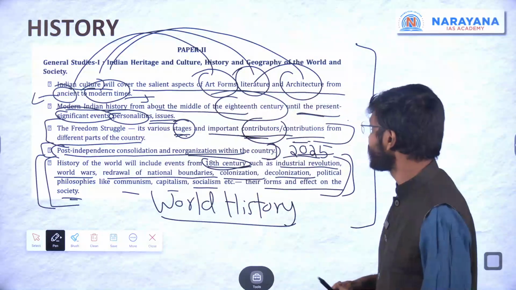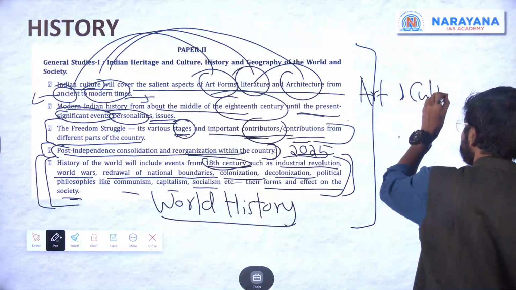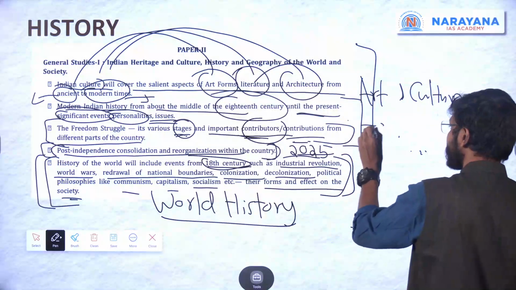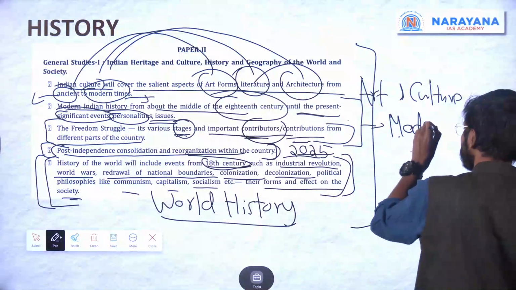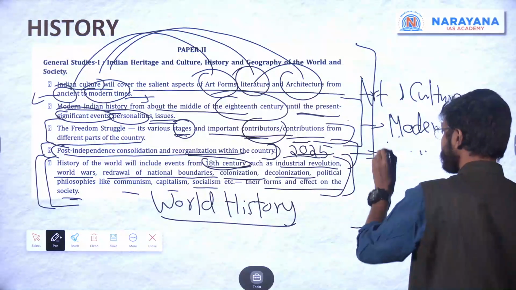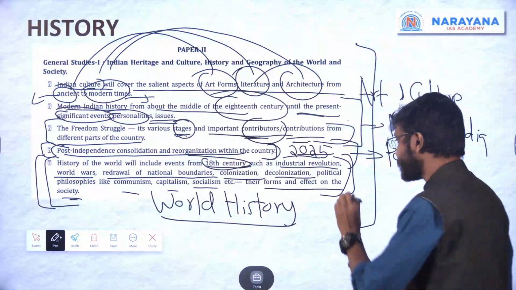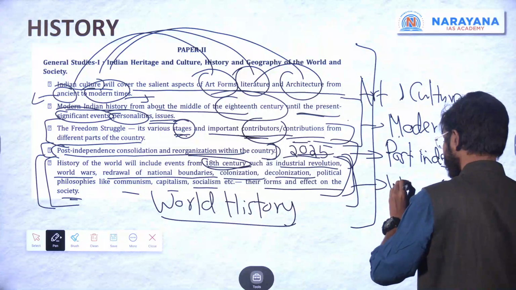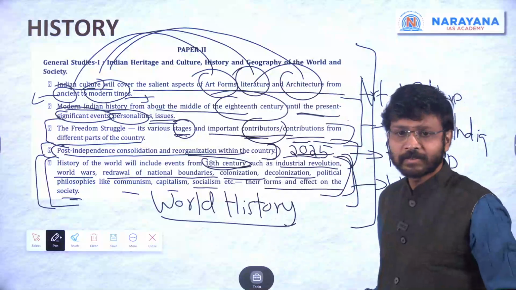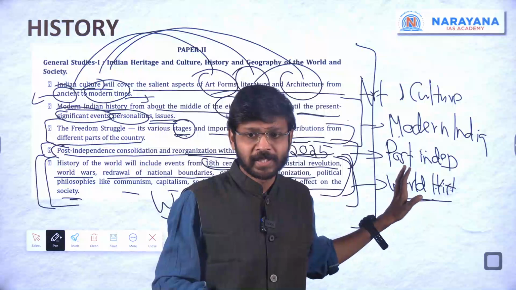Okay. So, these are the areas: we can write this as art and culture. Here modern Indian history will be there. Basically we can combine this together and write it as modern India. Again here we have the post-independence era. After that, again this is world history. Okay. So, these are the ways in which we can divide this topic: art and culture, modern India, post-independence and world history.